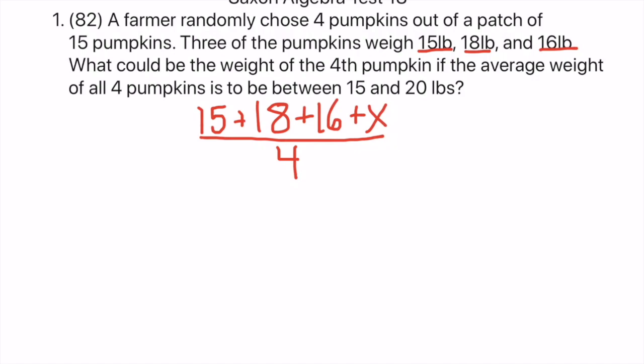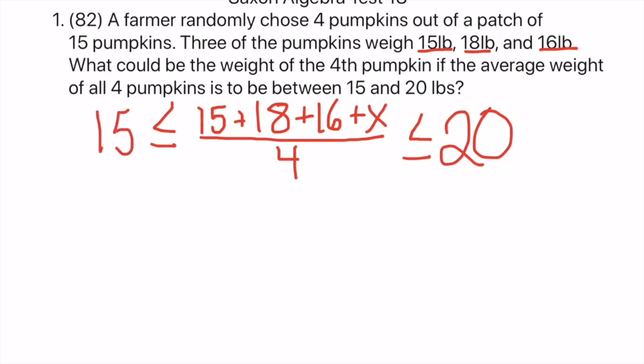Now we know we want the average to be between 15 and 20 pounds. So that means that whatever number this ends up being, it needs to be less than or equal to 20. However, it needs to be greater than or equal to 15. So now we got our problem set up and we can just start solving from here. Sometimes instead of creating 2 different inequalities, it's easier just to solve all of this in one step, solve both inequalities at once.